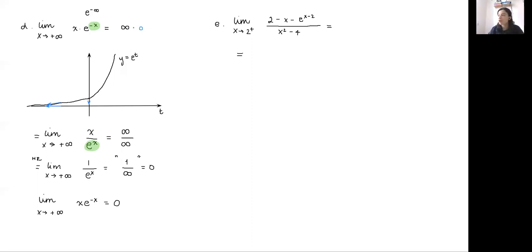Okay, so for this problem, and for every other problem, the first thing we need to do is always to try to plug in the value of x. So if I try to do this, wait a second, 2 minus x, what?